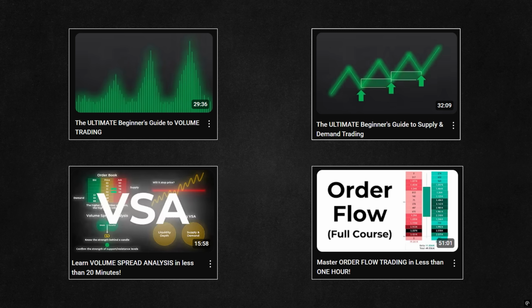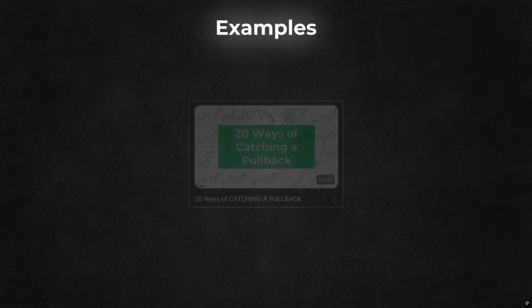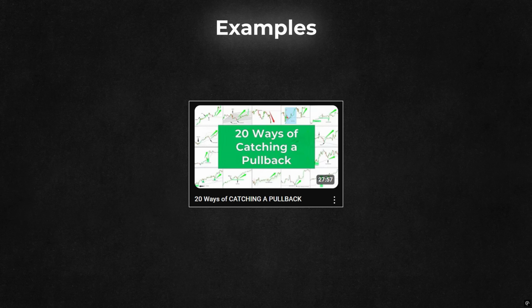Let's look at simple examples of trade setups using market structure. We already established that it's much better to be a pullback trader rather than a breakout trader, so we need to investigate the different ways of catching a pullback. The tricky part about this is that there are multiple ways a pullback can happen. If you're interested in learning more about that, I have a video explaining 20 different ways of catching a pullback.